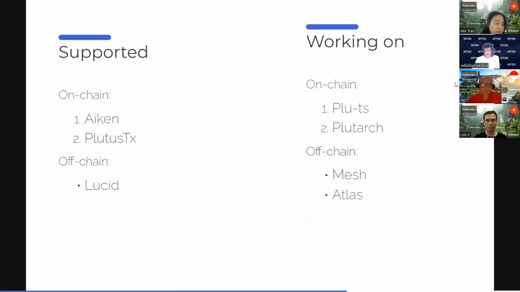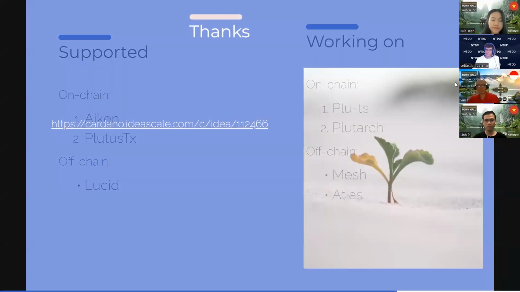At the moment, our bot supports on-chain, Icon, and Bluetooth TX, right? Icon is a third party. Bluetooth TX was created by IOG. And for off-chain, it supports Lucid. We are working to add in the future BlueTS, that is a TypeScript version, Plutarch, which is Haskell and only a little bit more complex than Bluetooth TX, and Mesh and Atlas finally.